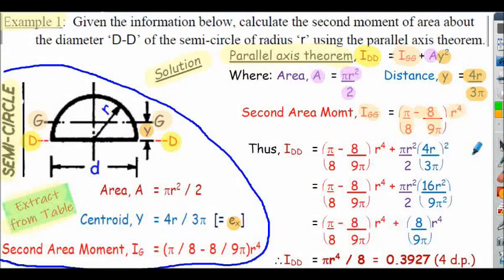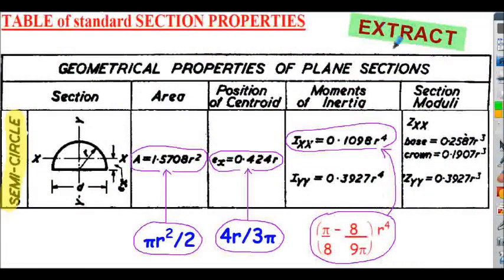And again, that's the exact value. In the tables, they gave decimal values that were approximated. This is an extract from the standard reference source showing the semicircle, and you can see the area written in decimal form shown here. Centroid distance from the base is 4r divided by 3 pi. Again, they've written it in decimal form here.